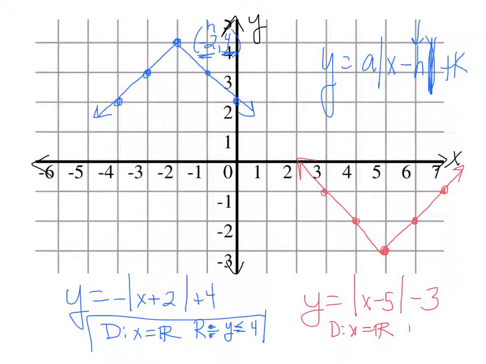Now your range on the red, what are your y values? They're everything that's greater than or equal to negative 3, which is right here. Everything is above negative 3.